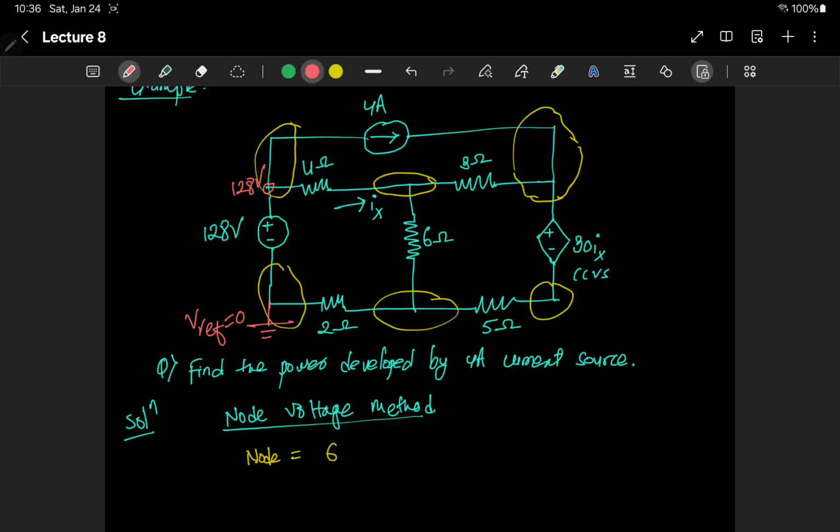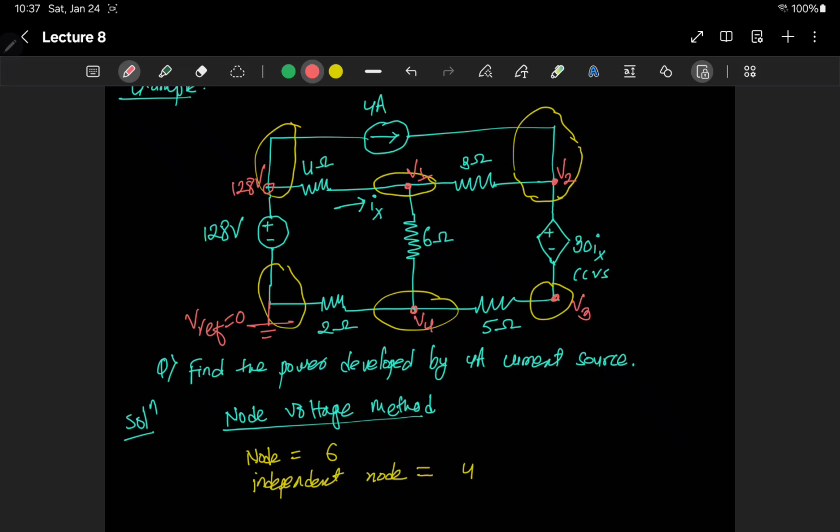Now tell me how many independent nodes we have. The independent nodes will be anything besides this node and this node, because we don't know the voltage at these 4 nodes. So that will be 4 nodes. Let's assign those node values. Let's say this one is V1, this is V2, this is V3, and this is V4.